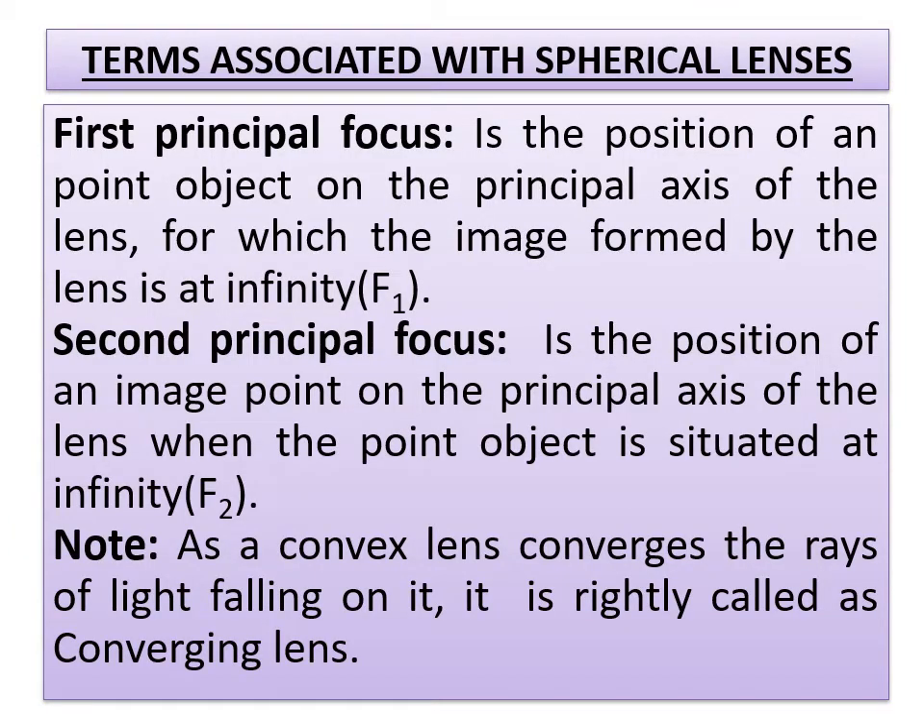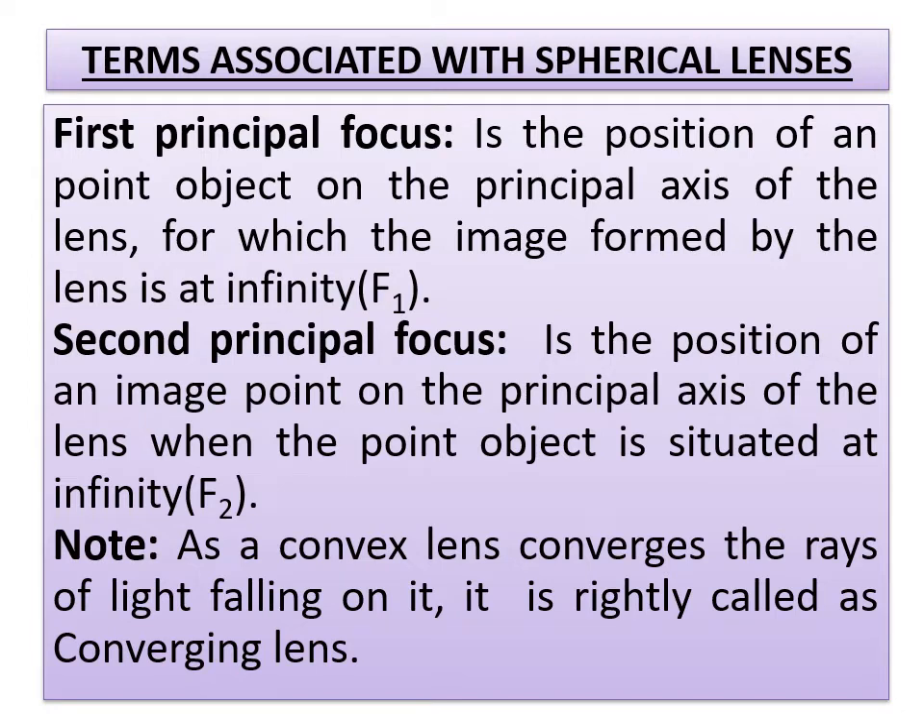So, first principal focus of a convex lens. It is the position of a point object on the principal axis of the lens for which the image formed by the lens is at infinity, and it is represented with F1. You have to remember in this case that the rays starting from an object point at F1, on refraction through the convex lens, become parallel to the principal axis and would form an image of the object point at infinity. Why I am stressing this point, you have to remember, is that we use it in ray diagrams of a convex lens.